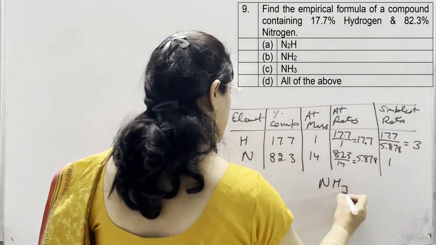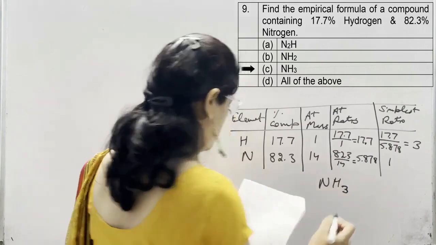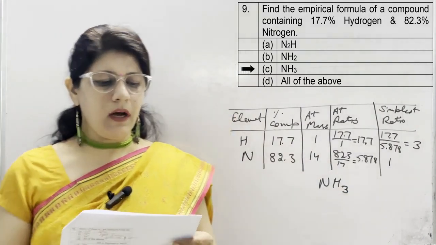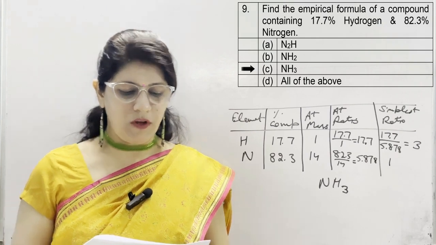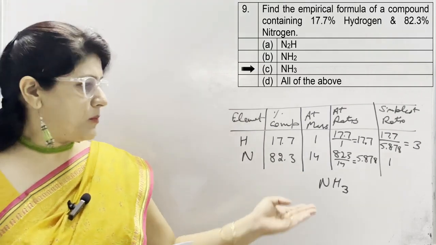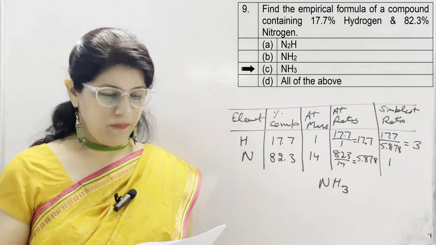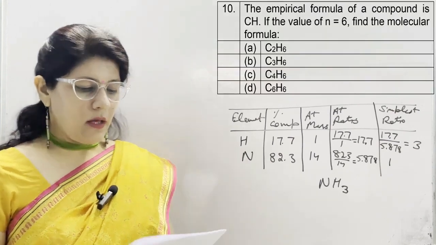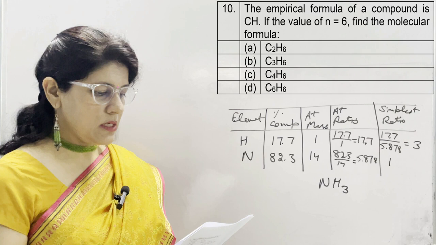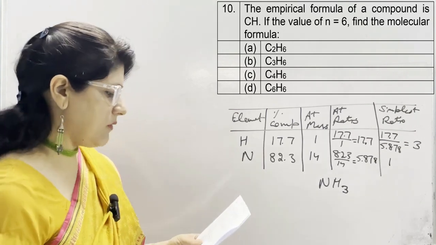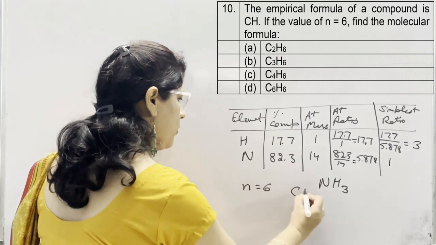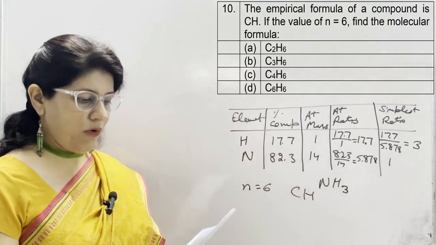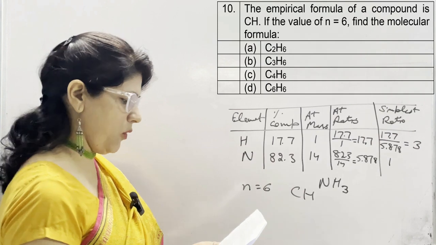So the empirical formula of the compound is NH3. Options given are A is N2H, B is NH2, C is NH3 and D all of the above, and we know now that option C, NH3, is correct. Question number 10. The empirical formula of the compound is CH. The value of n is 6 and the formula is CH only. So what we have to do is find the molecular formula.